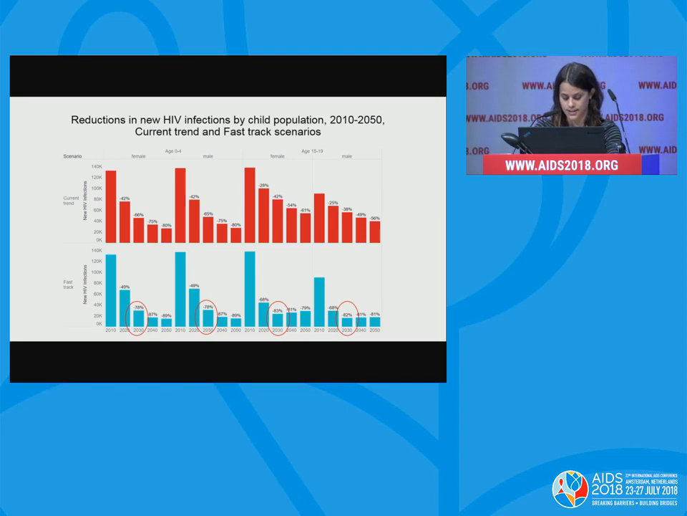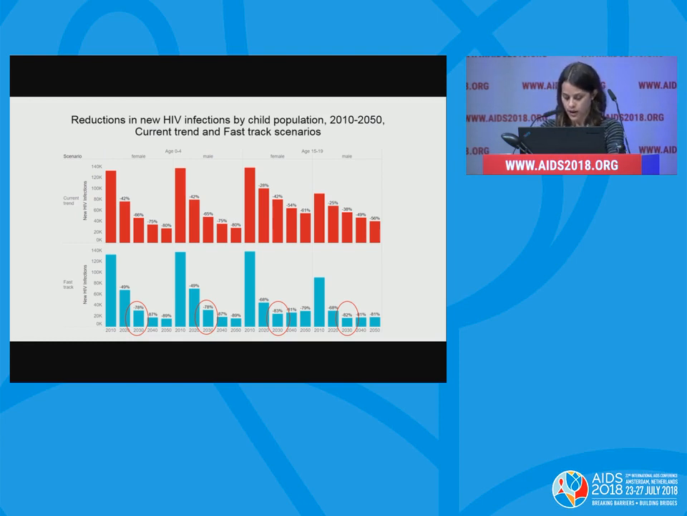In the current trend scenario, greater reductions are projected for children under 5, and among adolescents, we expect to see greater percent declines in infections among girls compared to boys, although girls will still contribute more to the global number of HIV infections. Now look at the blue bars.